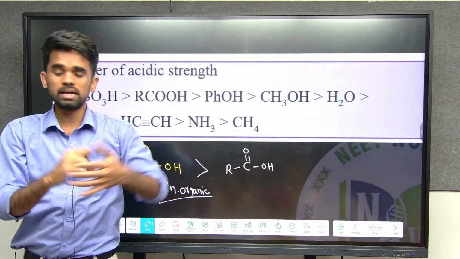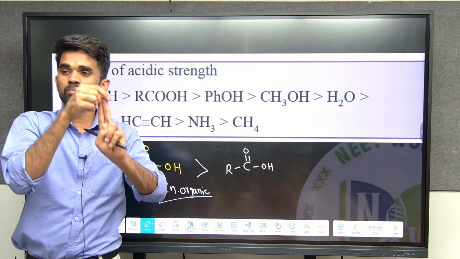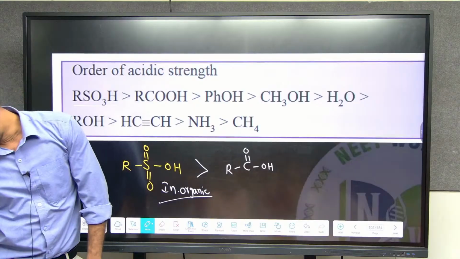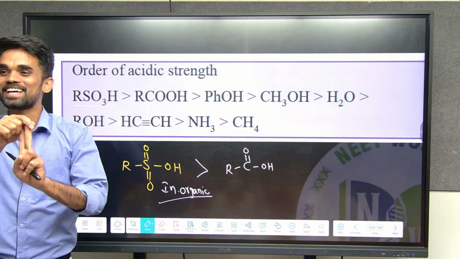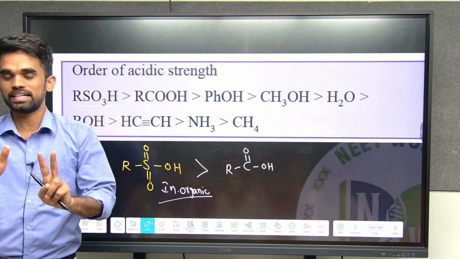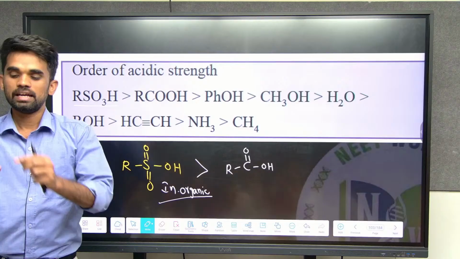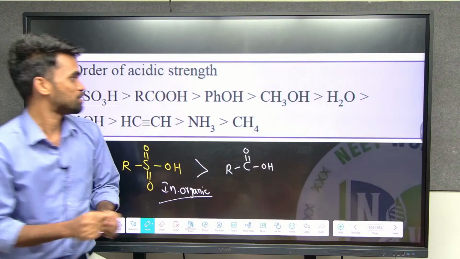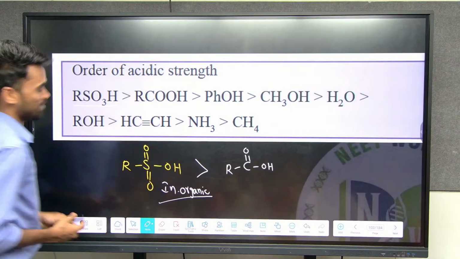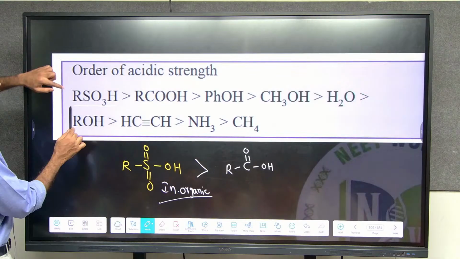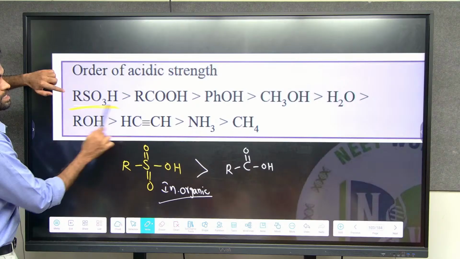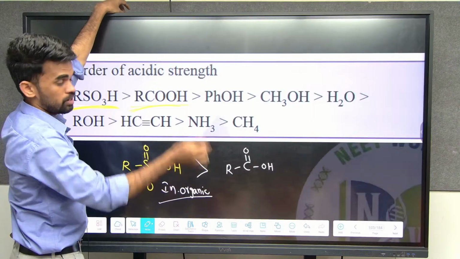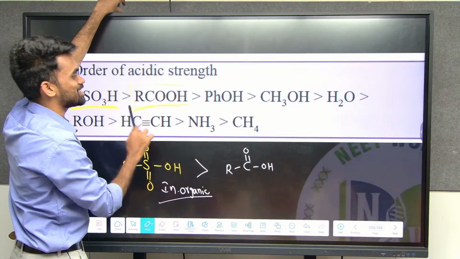So simply remember, organic acids and organic bases are weak. Like weak acids, weak bases, most generally. Remember that. Okay. That's why what we have first? Sulfonic acid. Next, out of organic acids, carboxylic acid is more acidic.